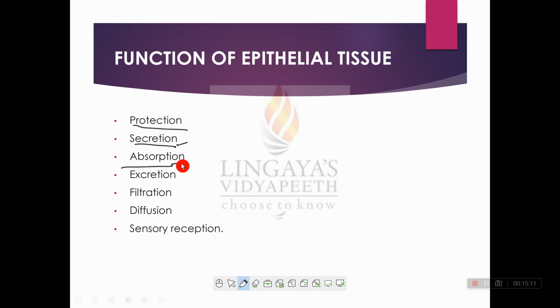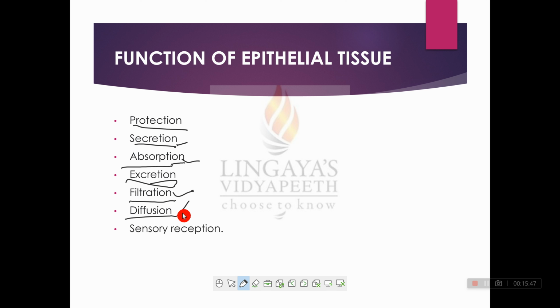The third function is absorption. It helps in the intake of substances such as nutrients into the body. The fourth function is excretion. It helps in removing waste material or toxic substances out of the body, such as in the form of sweat. Next is filtration. The cells of the skin filter various toxic substances out of the body and let through only the important things that are needed for the body.